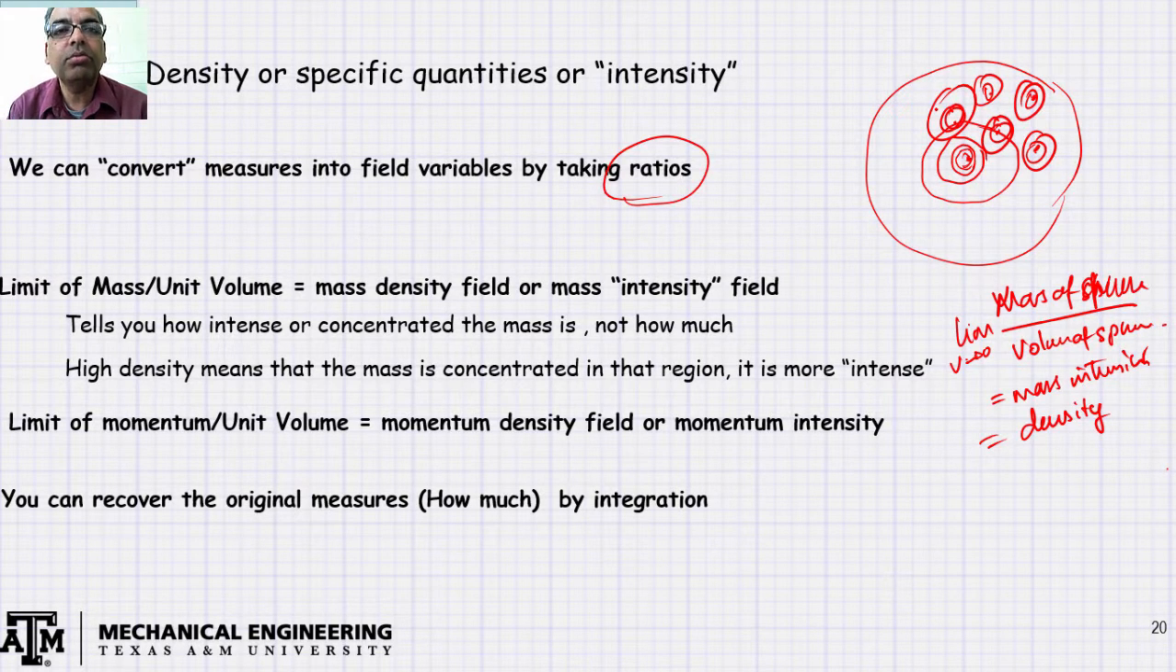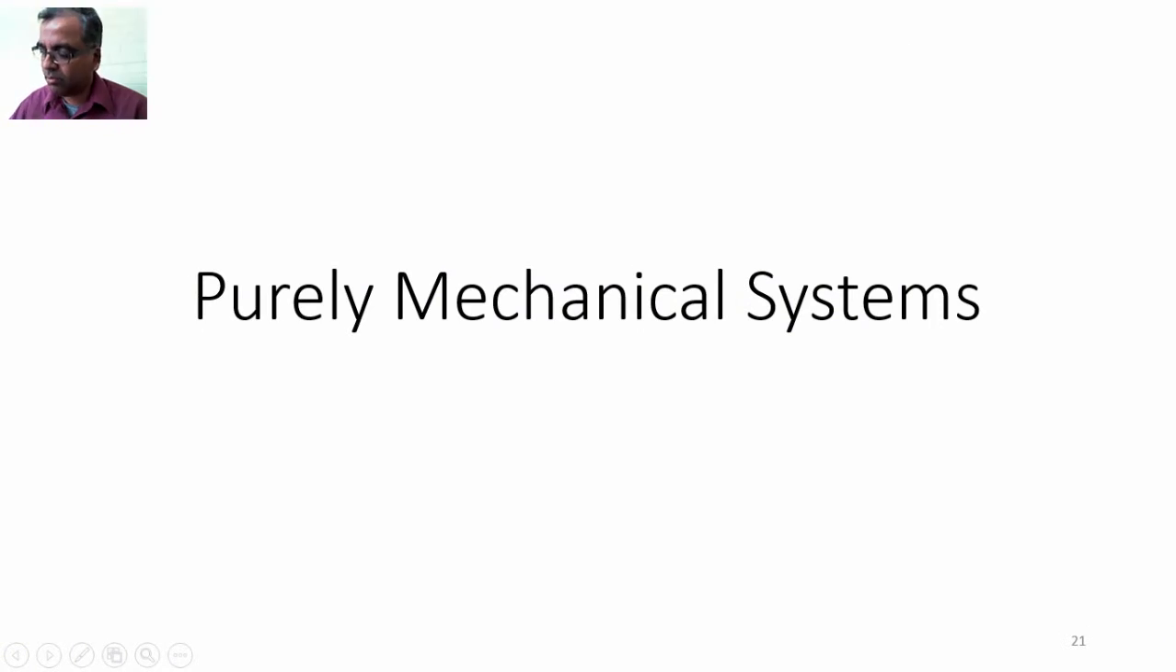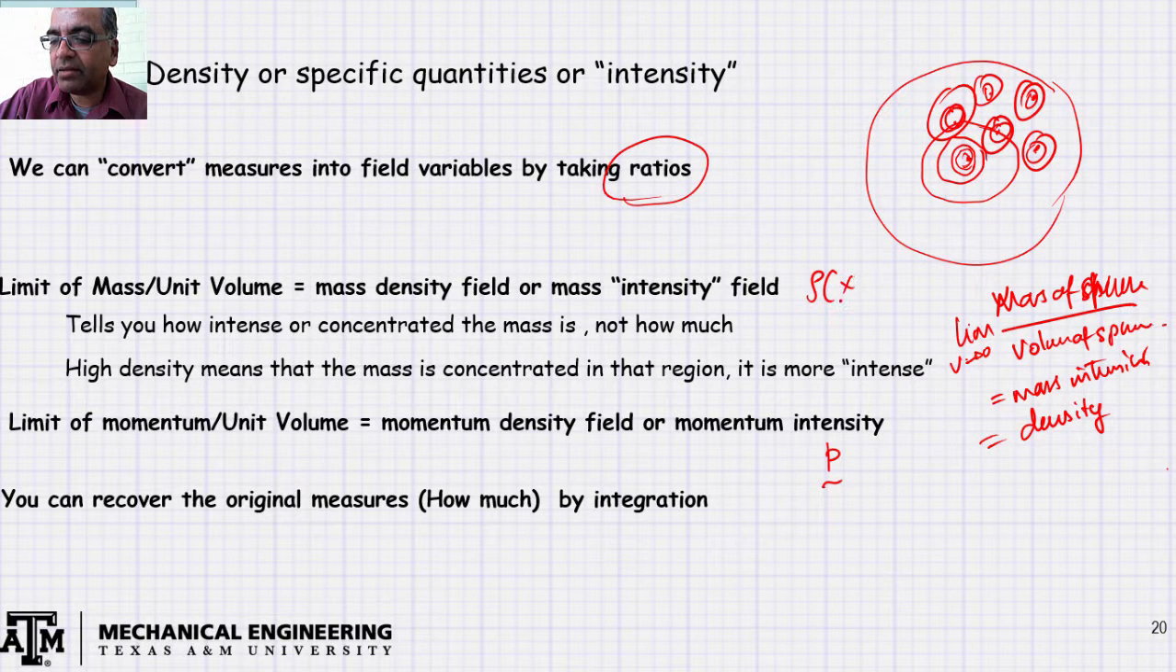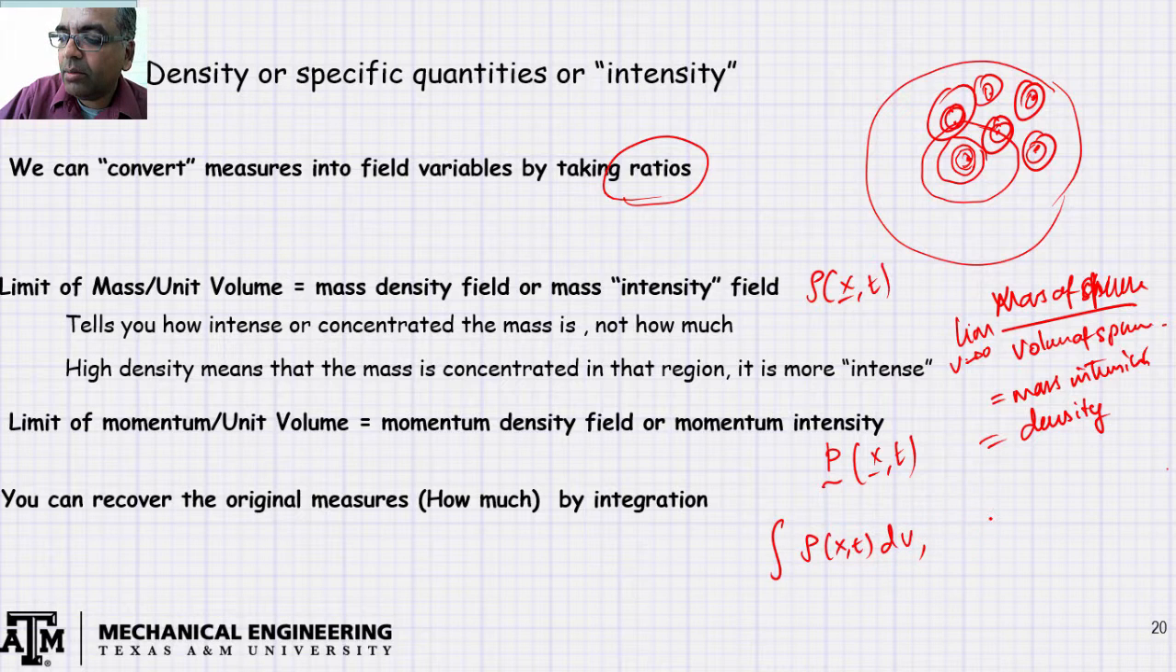Same way you can do for any measure. You can take limit of momentum divided by volume. That's momentum density, or momentum intensity, that tells you how concentrated the momentum is. The symbol for that is p. The symbol for mass density is rho. This will be a function of x and t. This will be a function of x and t. So if you want to say, hey, wait a minute, how do I get back the original measure? It's interesting, by integration. The integral of rho(x,t) dV, and of p(x,t) dV, will give you total mass and total momentum.